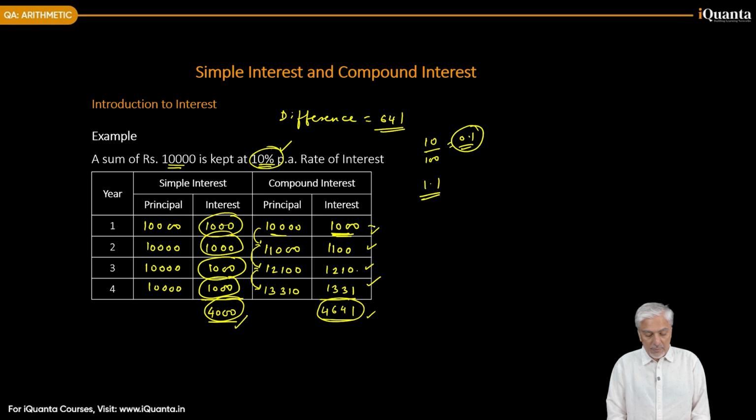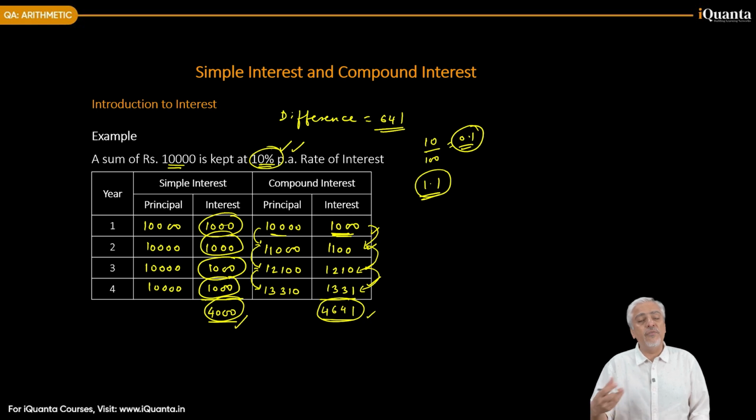1,000 multiplied by 1.1 is 1,100. 1,100 multiplied by 1.1 is 1,210, and 1,210 multiplied by 1.1 is 1,331, right? So every single time, if this rate is 10%, this will follow 1.1 or 11 by 10. So obviously with different rates, we can calculate it the same way.